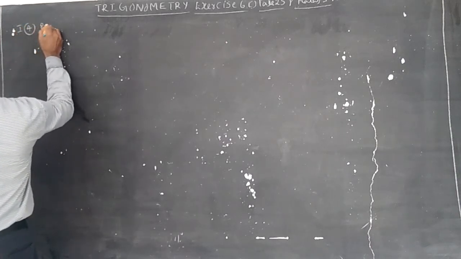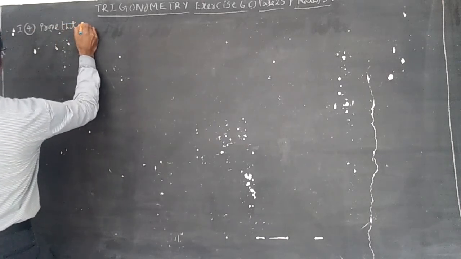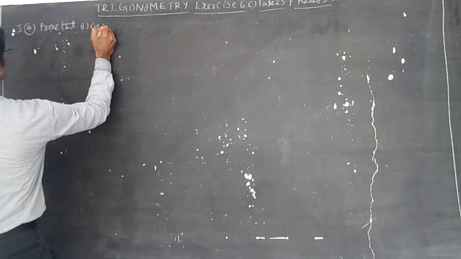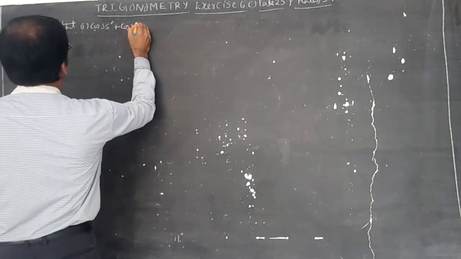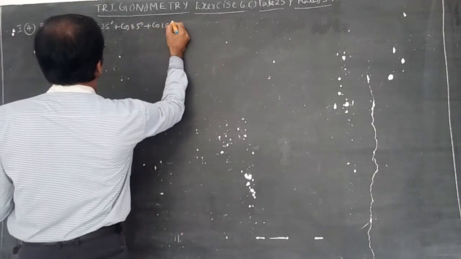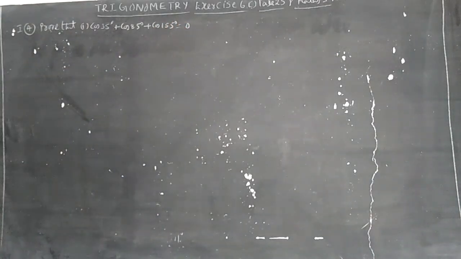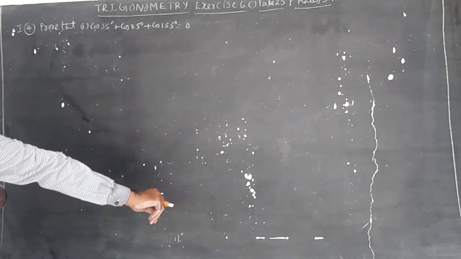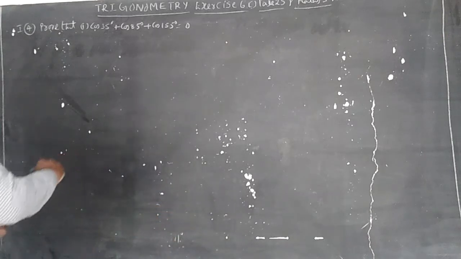Prove that cos 35 degrees plus cos 85 degrees plus cos 155 degrees is equal to 0. Cos 35 plus cos 85 plus cos 155 is equal to 0. Let us think about the unknown value to known value.